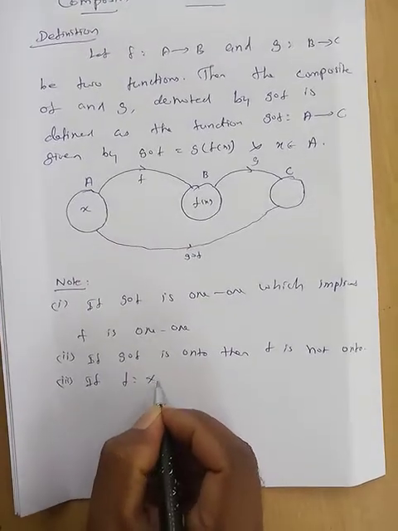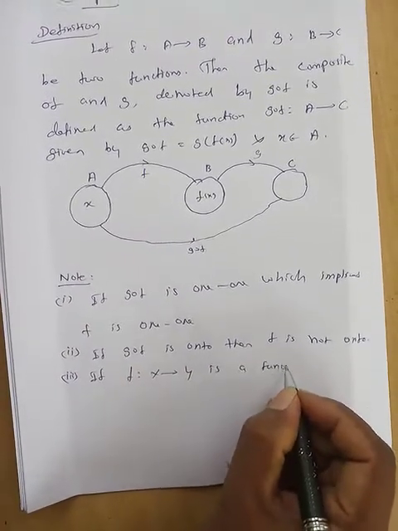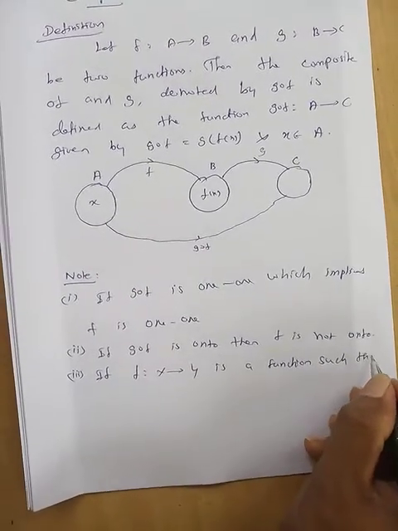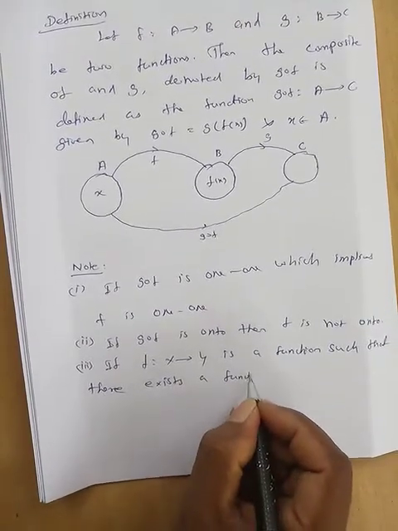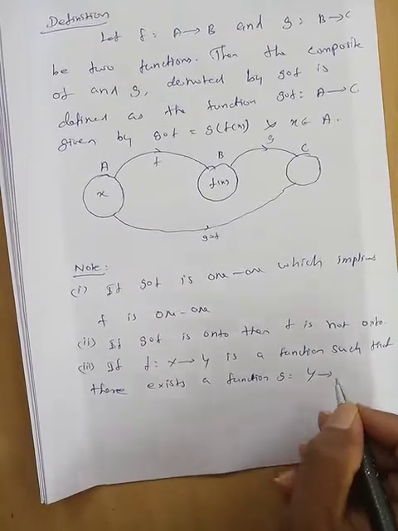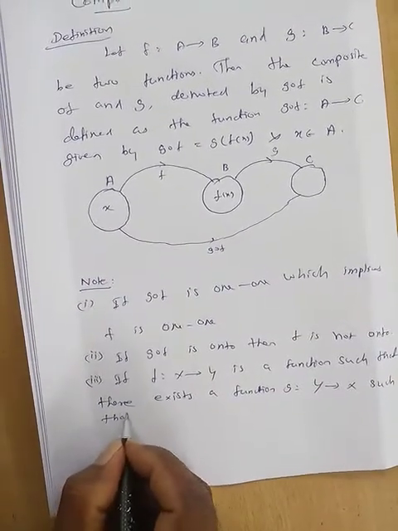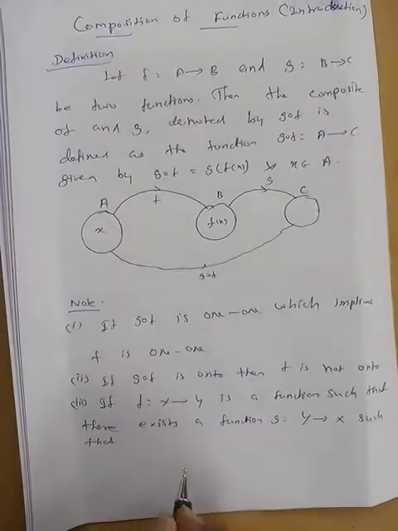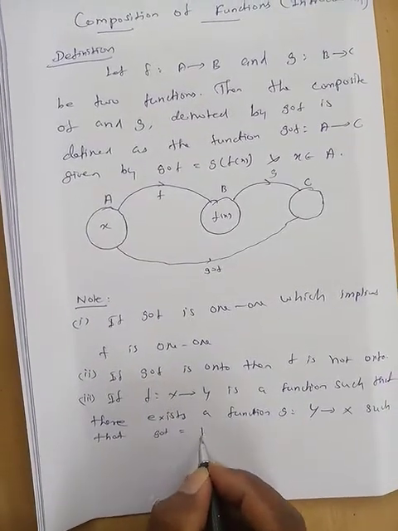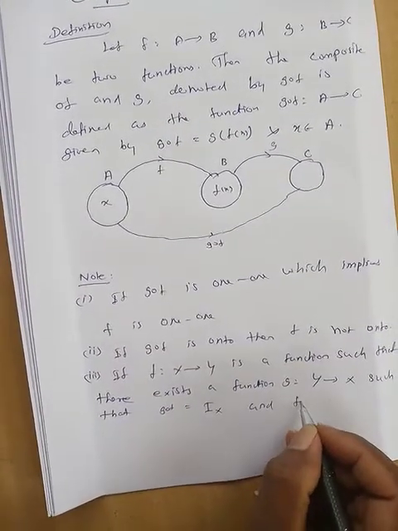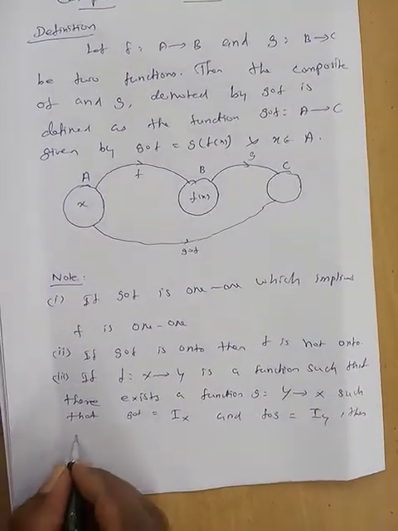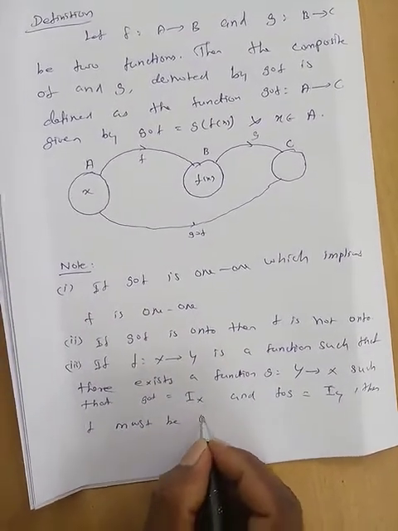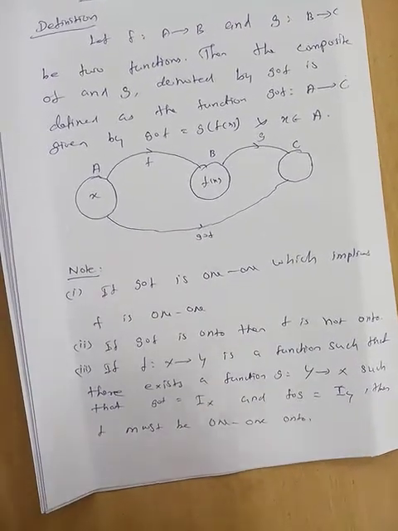For the third note, if f from X to Y is a function such that there exists a function g from Y to X such that g composition f equals I_X, the identity function of X, and f composition g equals I_Y, the identity function of Y, then f must be 1 to 1 and onto functions.